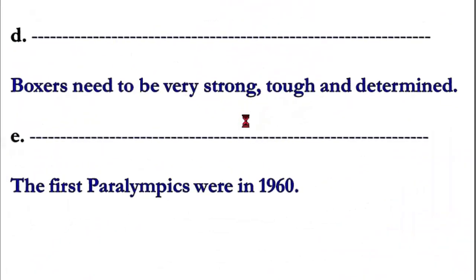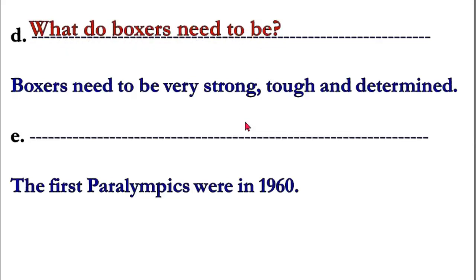Let's move to the other sentence. Who can read the answer? Boxers need to be very strong, tough, and determined. I'm giving you pieces of information, and I'm asking to give information. So the question is what? What do boxers need to be? They need to be very strong, tough, and determined. So this is the question for sentence D.